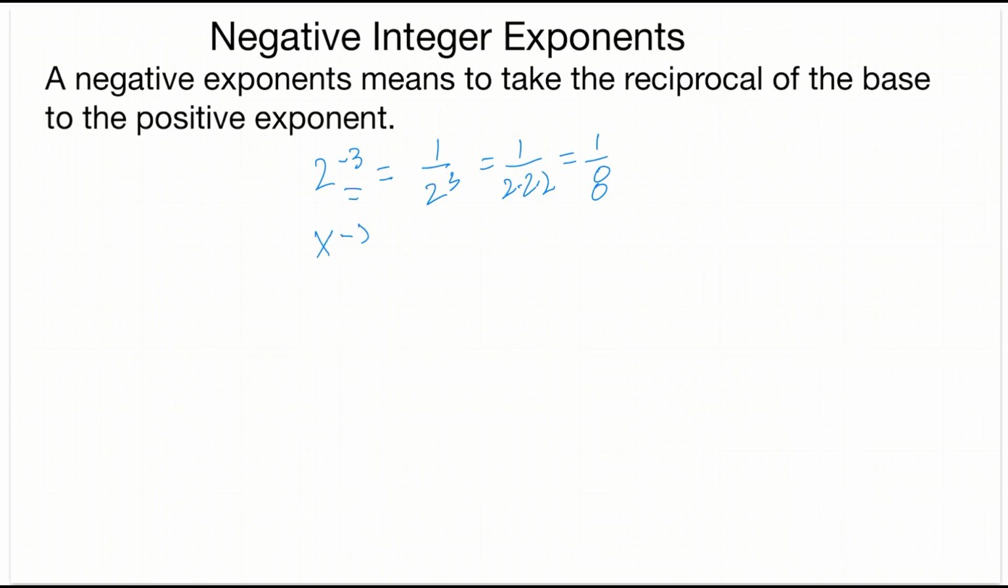X to the minus 2 is equal to 1 over x squared. And we have to make the caveat where x does not equal 0. We can't have this thing blow up because 1 over 0 is infinity. Now minus 4 to the minus 2, leave the minus sign, and that's 1 over 4 squared, which is minus 1 over 16. So that's the cases where we have a negative exponent.